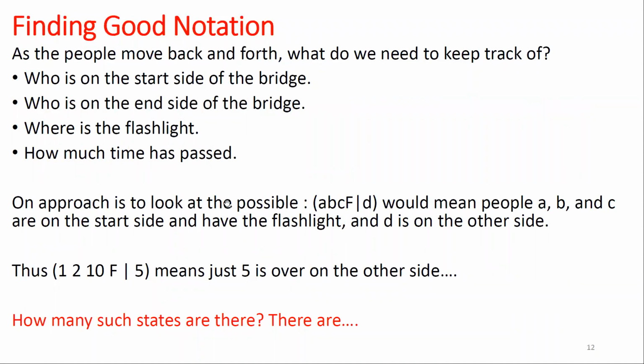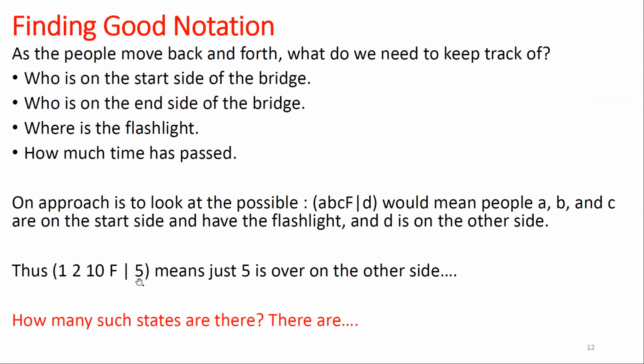And so here, I'm going to introduce some notation. So A, B, C, F / D means people A, B, and C are on the start side, and they have the flashlight, and person D is on the end side without the flashlight. So if I write 1, 2, 10, F, 5, that means 1, 2, and 10 are still on the initial side, and they have the flashlight, and 5 is on the other side.